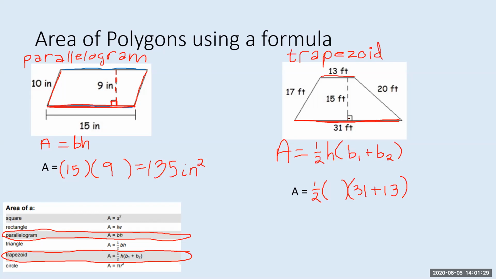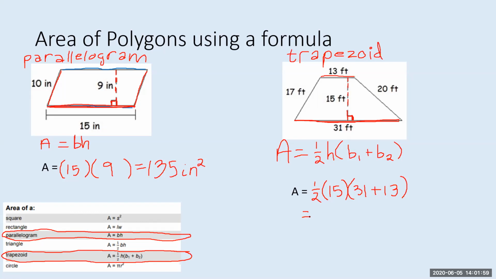And then the height, right, is this straight line going from the top to the bottom, or the bottom to the top, depending on how you want to look at it. Straight line makes this nice right angle with the bases, this nice square corner. So that height is 15 feet. The shape is 15 feet tall. Okay, so I got all my information filled in here. Now, just a matter of doing the calculation.